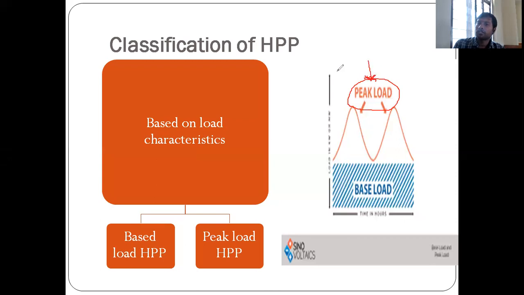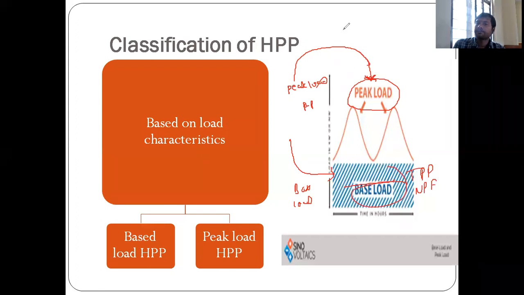The power plants which supply energy to the peak loads are called peak load power plants. And the power plants which supply energy to the base loads are called base load power plants. Mostly thermal power plants and nuclear power plants come under the base load power plants.